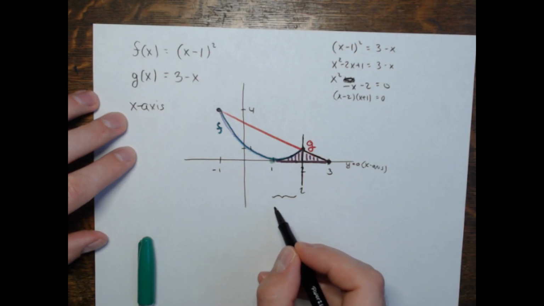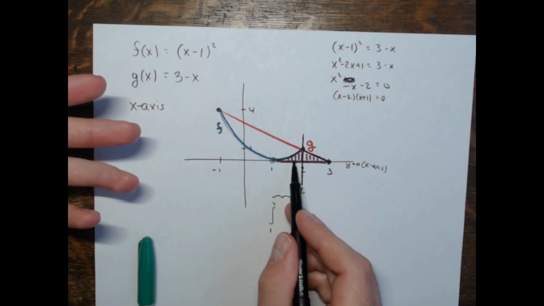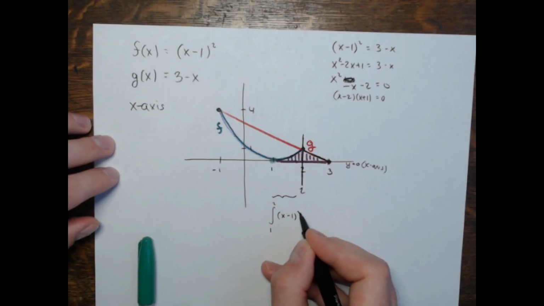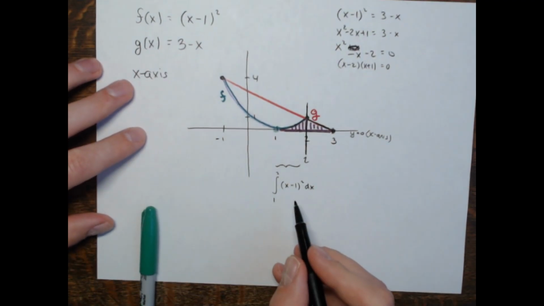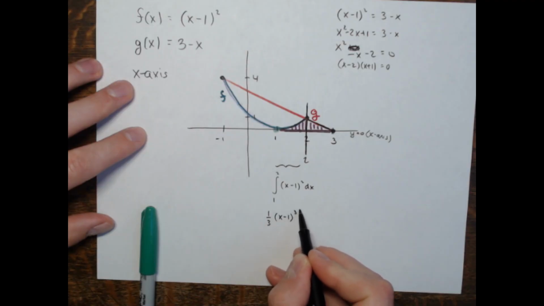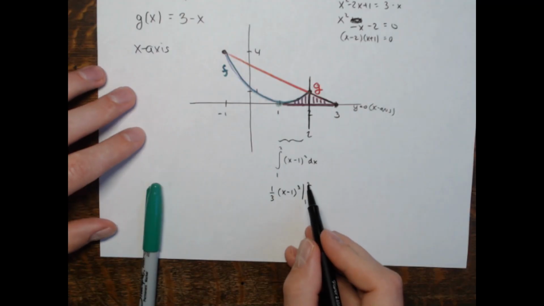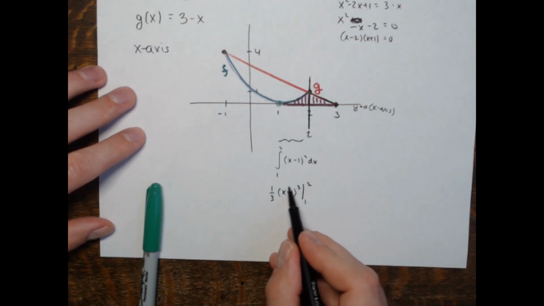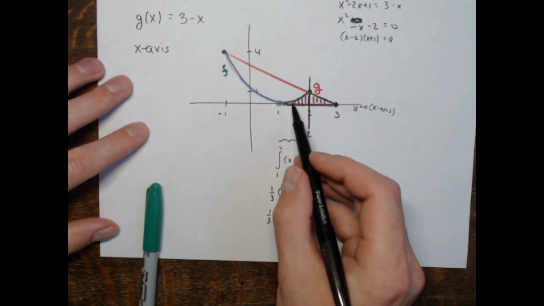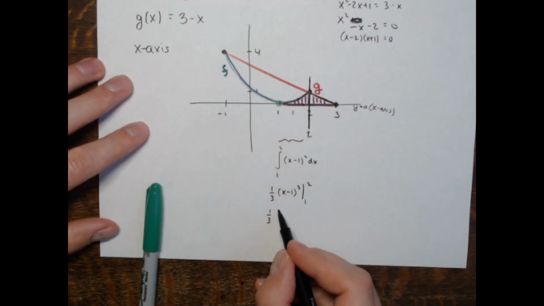So this area is just going to be the integral from 1 to 2 of the area under f, so the area under (x minus 1) squared with respect to x. That'd be 1/3 times (x minus 1) cubed, going from 1 to 2. When I plug in 2, this would just be 1/3 minus 0. So that's 1/3 of a square unit here.